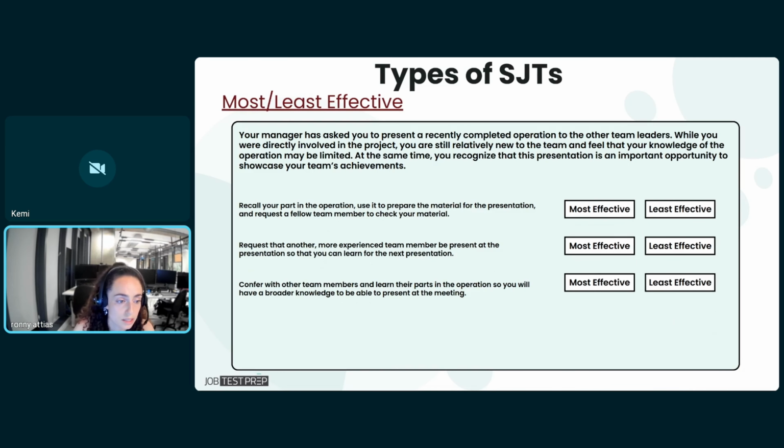The next statement is request that another, more experienced team member be present at the presentation so that they can do it for you and you can learn from them for the next presentation, meaning for your next experience. Or confer with other team members and learn their part in the operation so that you will have a broader knowledge to be able to present everything coherently at the meeting.